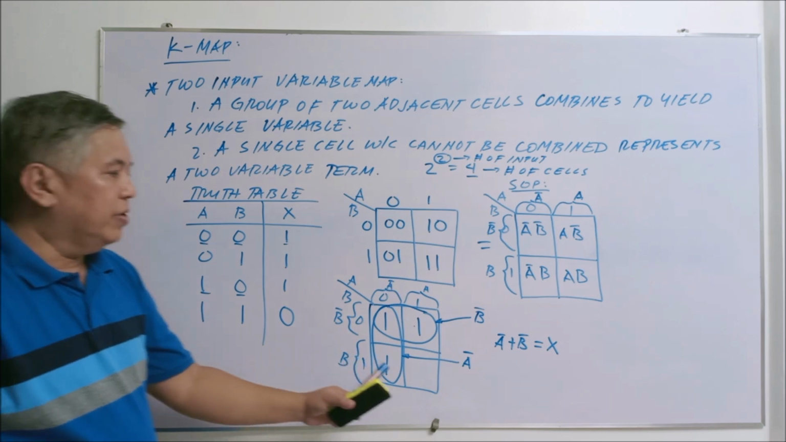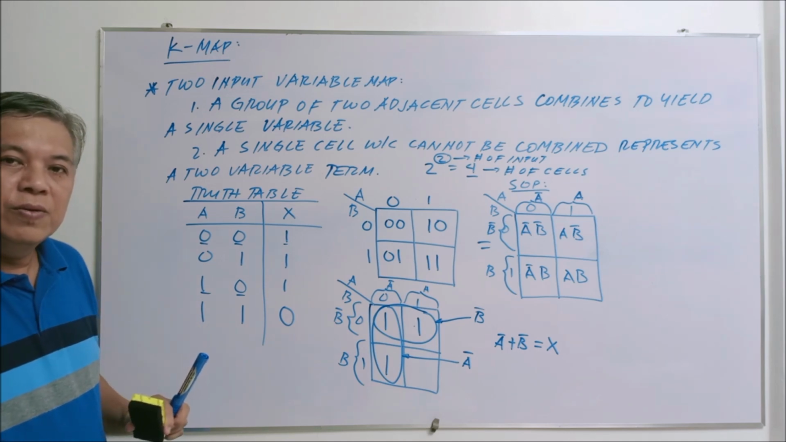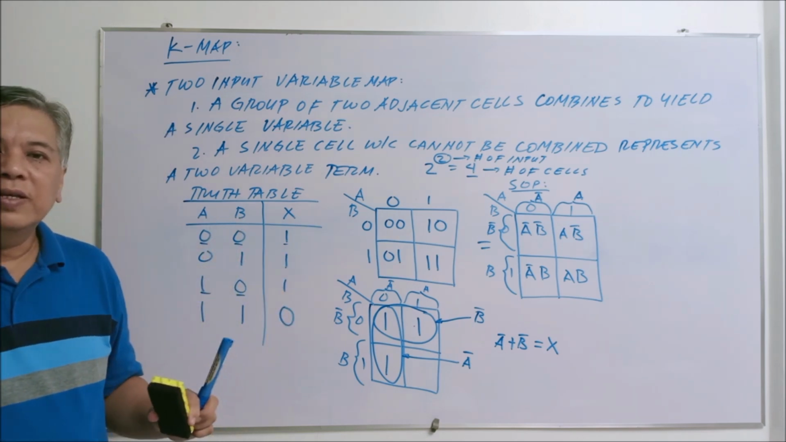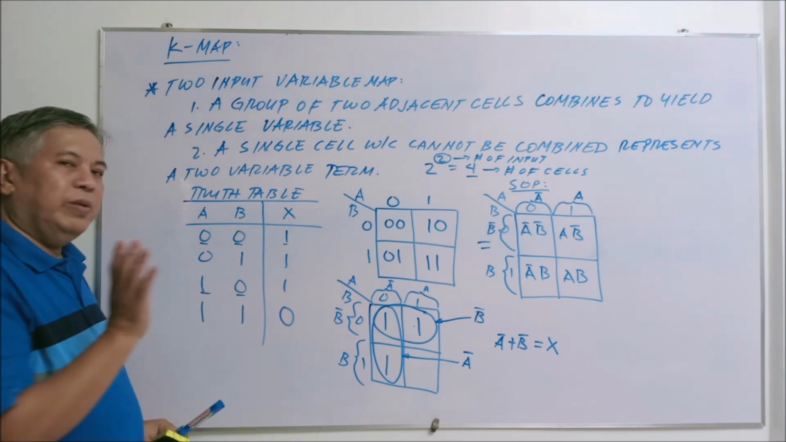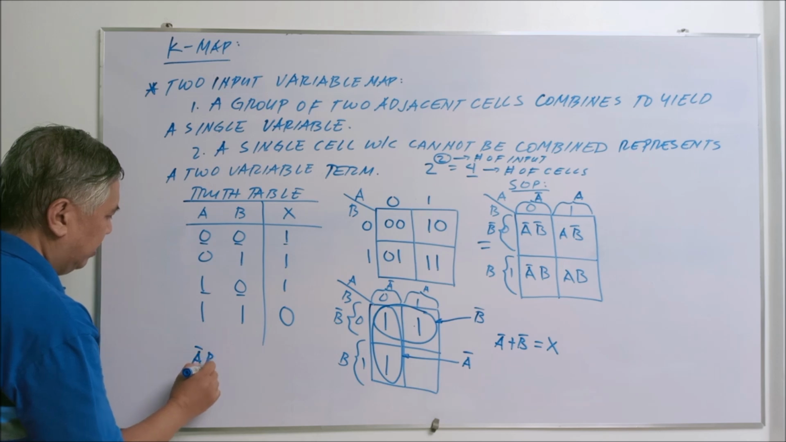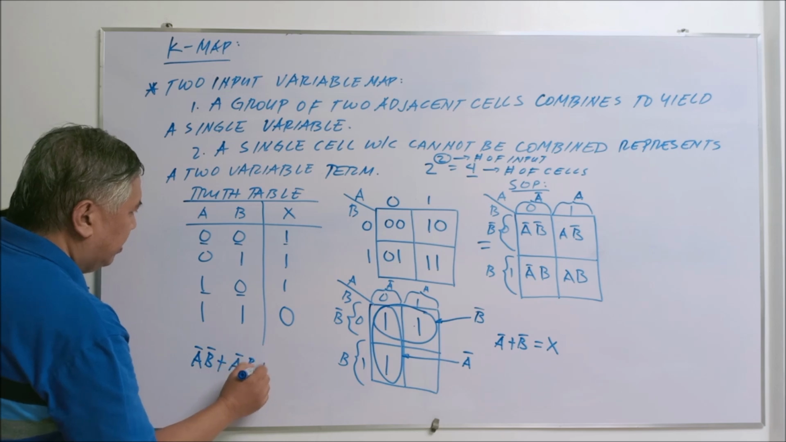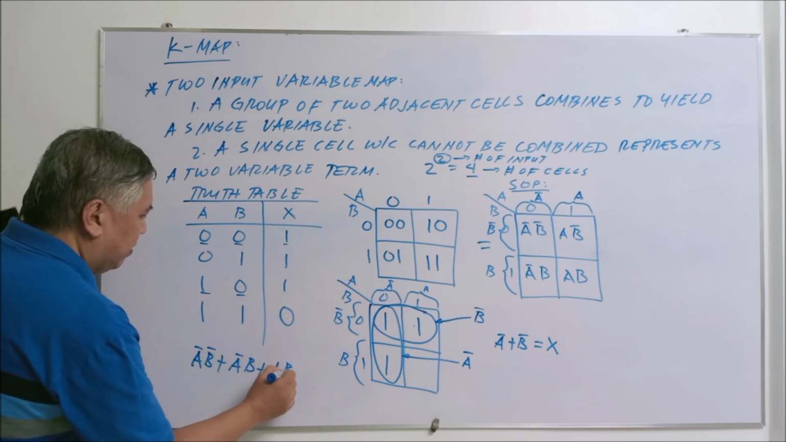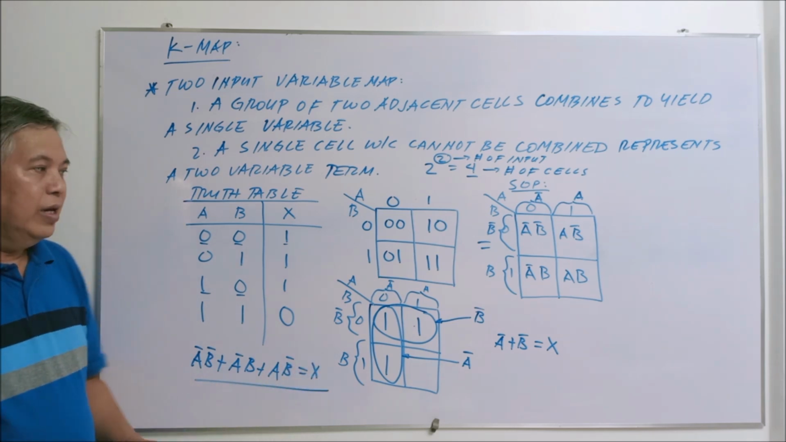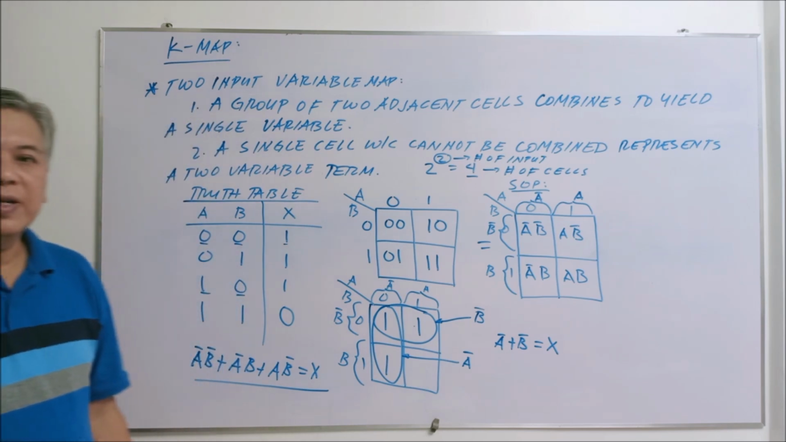Now, how do we know that this is already a simplified equation? Because if we have this table and we use the sum of product expression method in deriving its logical equation, this will be the logical equation. You have here A bar, B bar, plus this one, A bar, B, plus A, B bar is equal to X. This is the original equation, and once we use the K-map, this becomes its simplified equation.